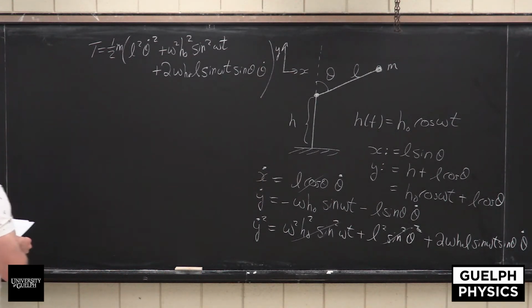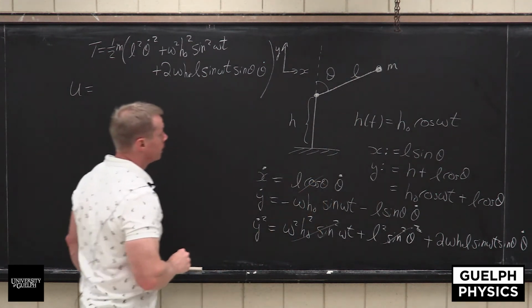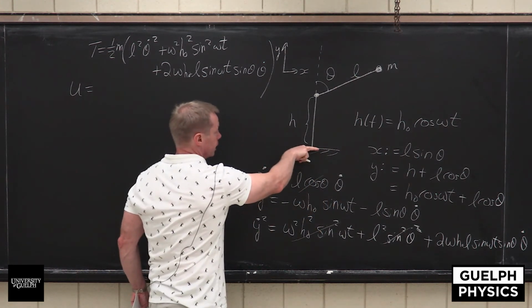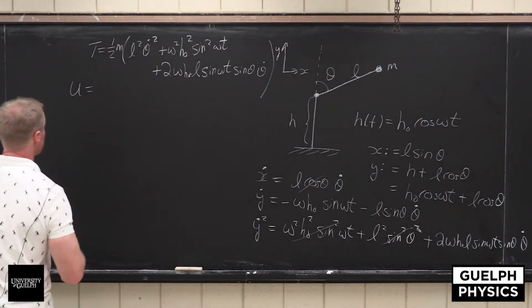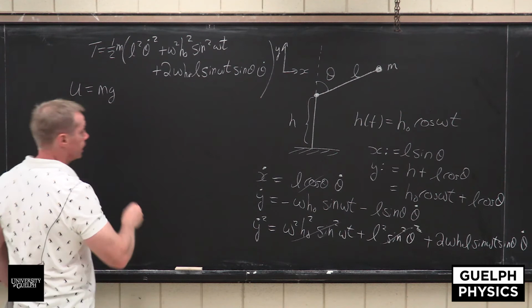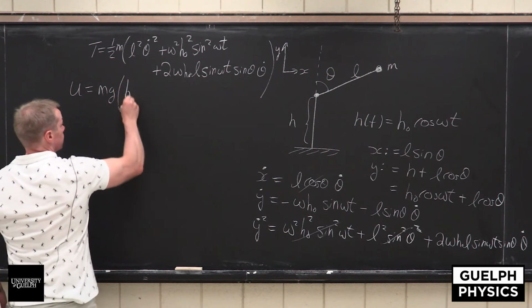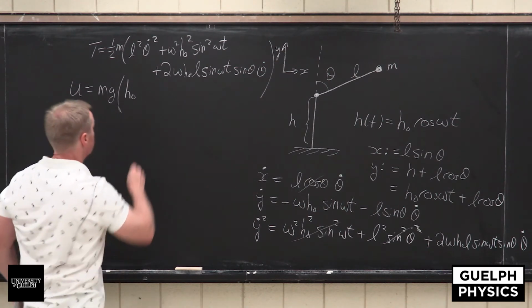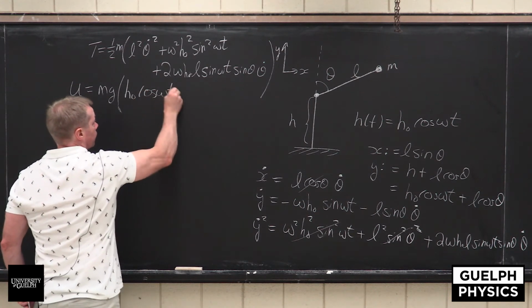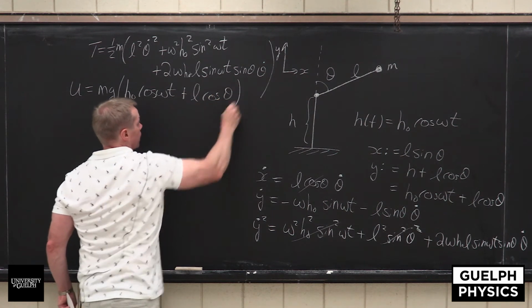So that is my kinetic energy, and the potential is just given by that height. So I'm going to take the 0 line to be at the base. So the potential is just mg times y, which is an h naught cos omega t plus L cos theta.